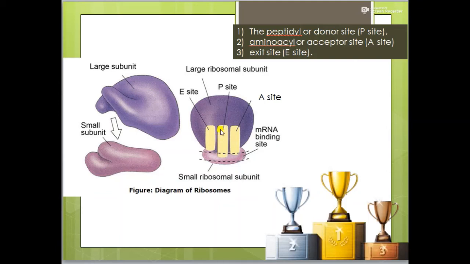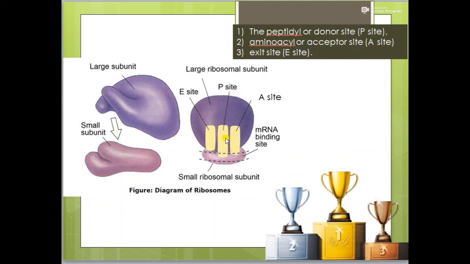Okay, and the second one here is the E seat, the exit seat, and the one found towards the right of the P seat is referred to as the A seat, or the aminoacyl, or the acceptor A site. So for the initiation of protein synthesis, what happens? The aminoacyl tRNA has to be formed, and that aminoacyl tRNA, especially the formyl methionine bearing tRNA, will have to come and bind to the P site.